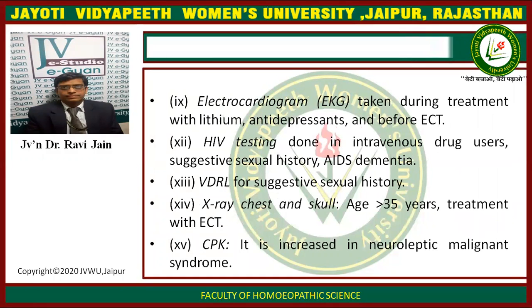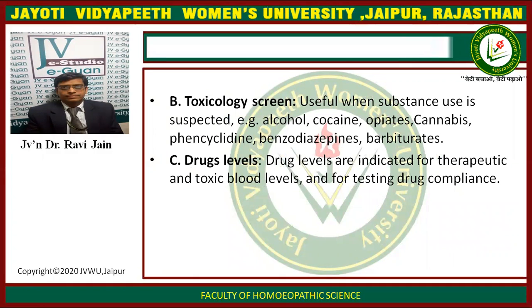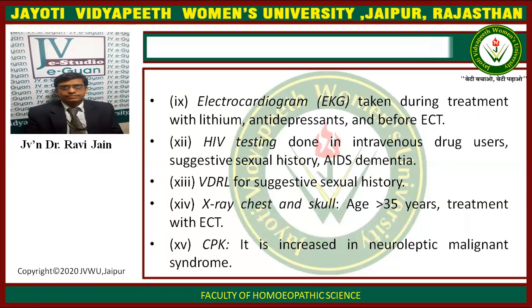The next important test is the electrocardiogram, that is ECG, which is taken during treatment with lithium and antidepressants, and is done before ECT. HIV testing is done in intravenous drug users, and when the sexual history is suggestive, or in AIDS and dementia. VDRL test is done when the sexual history is suggestive. X-ray chest and skull X-ray are done in patients older than 35 years and for treatment with ECT. CPK is increased in neuroleptic malignant syndrome. So: electrocardiogram, HIV testing, VDRL, X-ray chest and skull, and CPK.